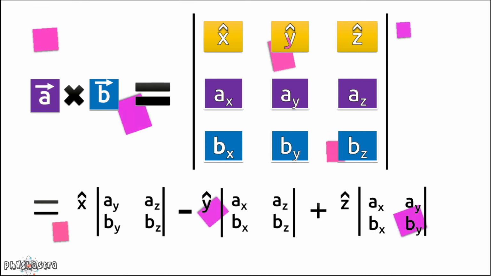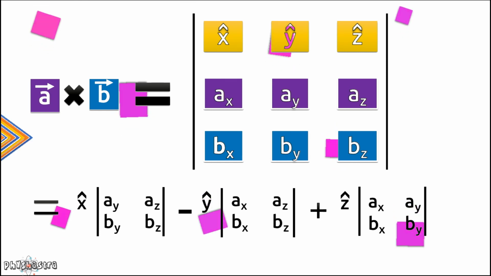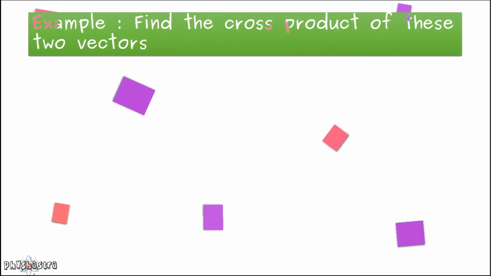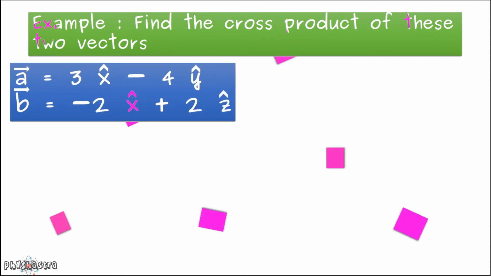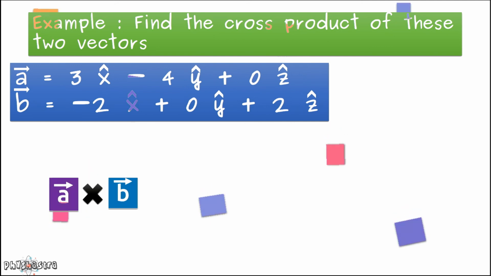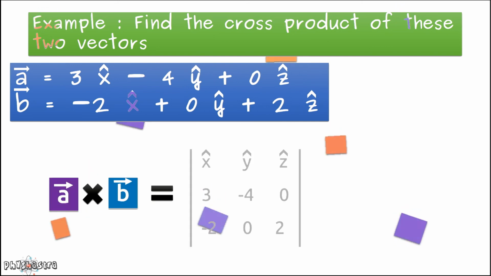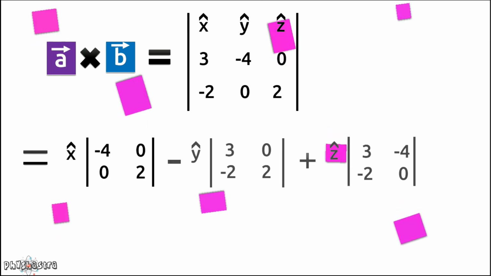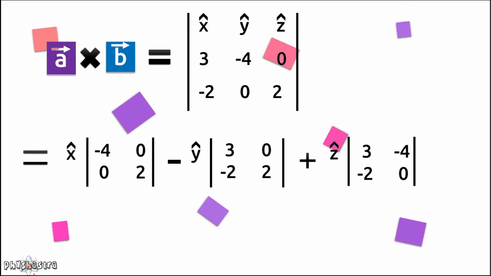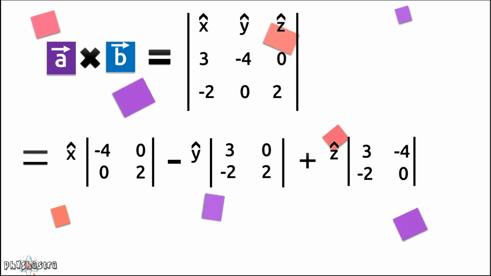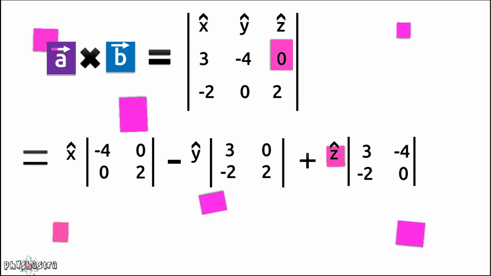Now let us understand by an example. Find the vector product of vector A and vector B. They are given in the form of vector notation. Now we write it in the form of a determinant. The missing components will be 0 in that particular direction, so the entries will be 0 in the determinant form. Now we have this form: x cap times the determinant of negative 4, 0, 0, 2, then negative y cap, as per the procedure of determinant, multiplied by the 2 by 2 matrix of the remaining entries, and the same for the z cap.